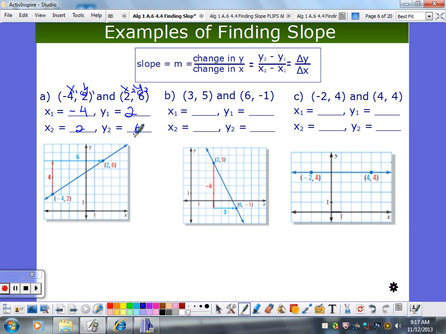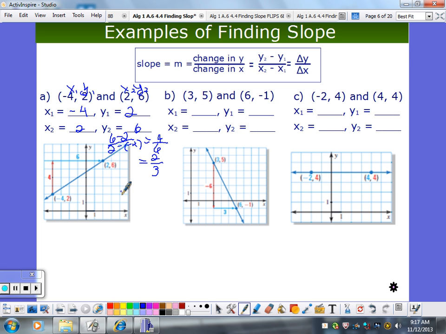So y2 minus y1: 6 minus 2, over x2 minus x1. Now we're careful. Minus. But look at that, it's a negative number, isn't it? So we're being really, really careful. So 6 minus 2, let's see, what's that? That's 4. Over, now what's a negative negative? So 2 plus 4. That's 6. Can I leave a ratio like that? So what does that become?